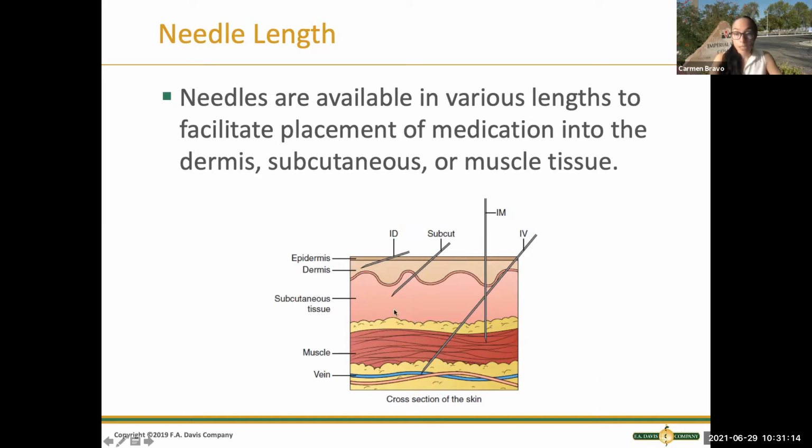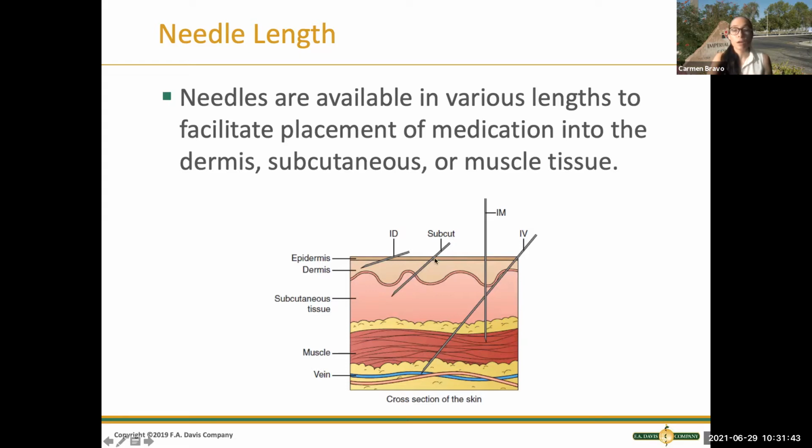Then we have subcutaneous. Subcutaneous goes down through the first 2 layers of the skin to the subcutaneous tissue. So I need something a little bit longer to go down to the subcutaneous tissue. For example, heparin, an anticoagulant, we give subcutaneously. People who have to give themselves insulin also do it subcutaneously.